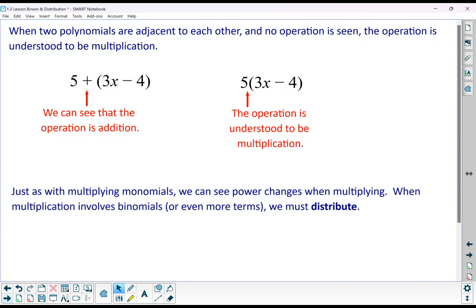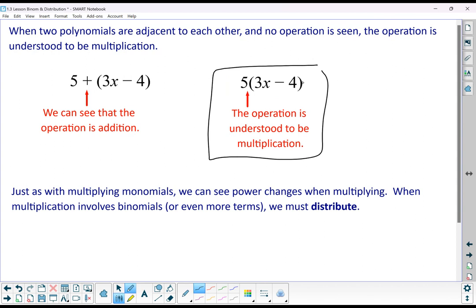And then we also today are going to do a little bit of multiplying. When two polynomials are adjacent to each other and no operation is seen, the operation is understood to be multiplication. So in this case, I've got this 5 right next to the binomial 3x minus 4, so that is understood to be multiplication.